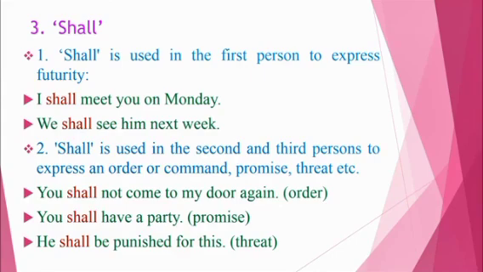Then, shall is used in the second and third persons to express an order or command, promise, threat, etc. Example sentences are: You shall not come to my door again. This sentence denotes an order. The next sentence is: You shall have a party. This sentence indicates a promise. He shall be punished for this. This sentence refers to a threat.